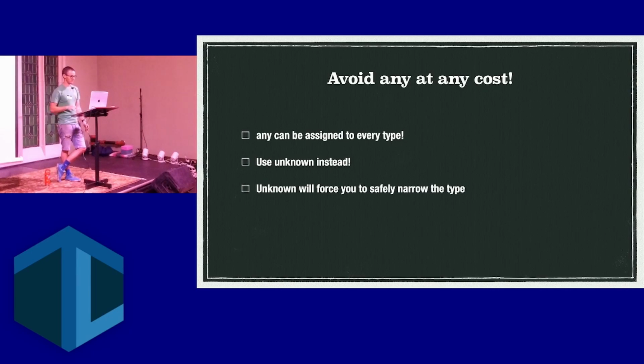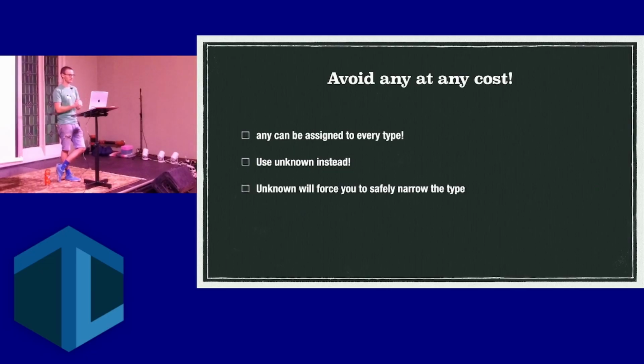Another feature to avoid is any. I would avoid it at any cost. It's assignable to any type. So it's essentially like a contagious type. Once you have any, regardless of how great the rest of your TypeScript is, it can go in there and break stuff at runtime for users.